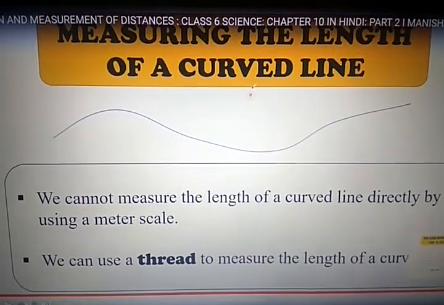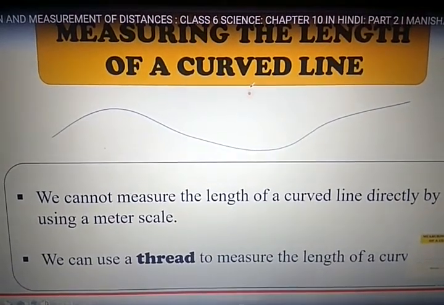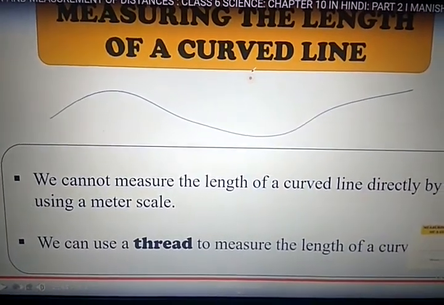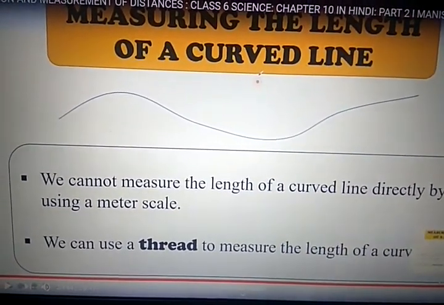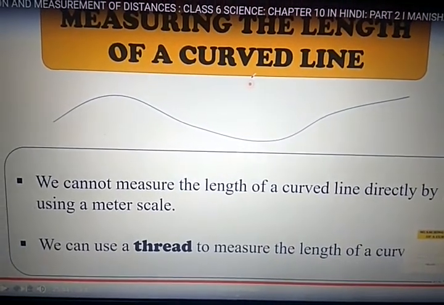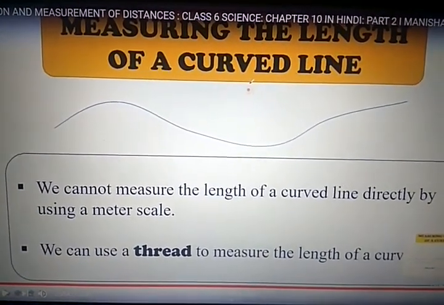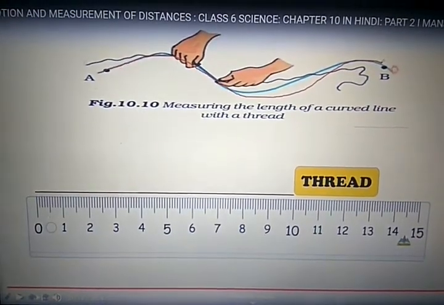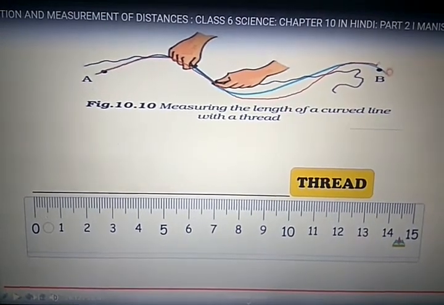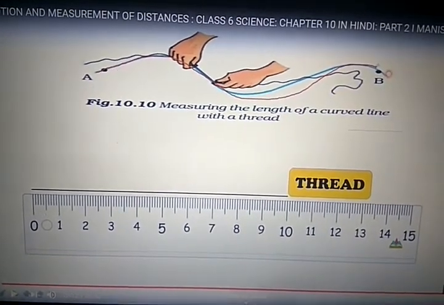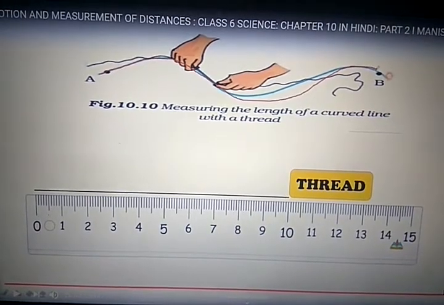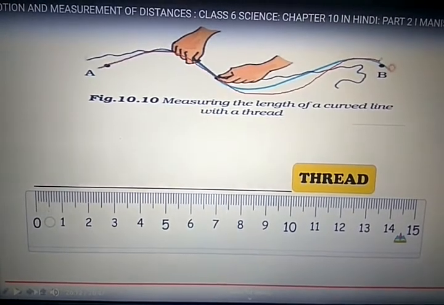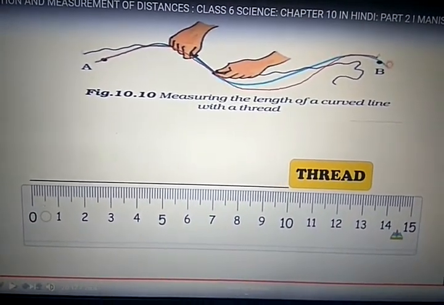Okay students, the next point: whenever you want to measure the length of a curved line, what do you have to use? Here you use thread. You see the thread here, blue color. We cannot measure the length of a curved line directly using a meter scale. So we use thread to measure the length of a curved surface. Here you see measuring the length of a curved line with a thread. That thread we then put on the scale like this. In this way we can measure a curved surface using thread.